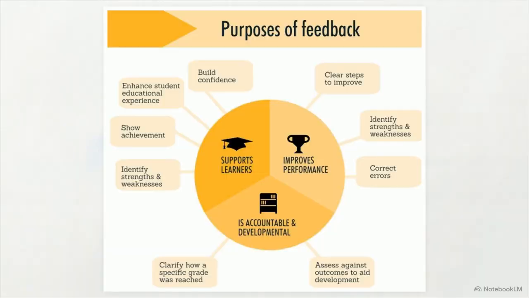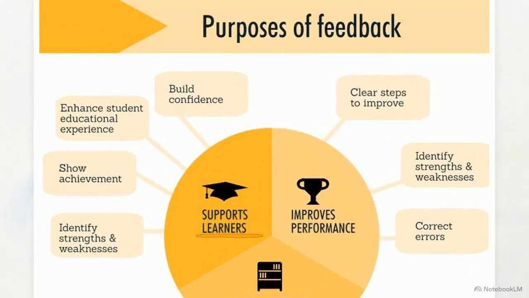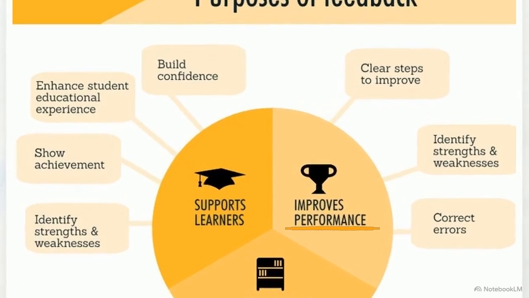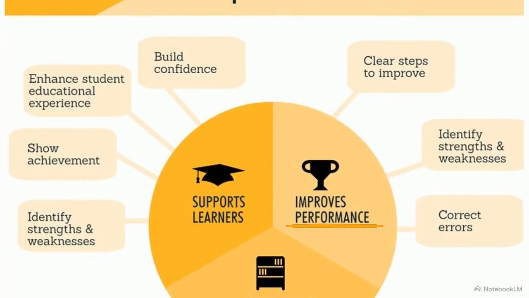This purpose wheel acts as a diagnostic tool to map those vectors, breaking the utility of feedback into three distinct sectors. The first sector, supports learners, focuses on the student's educational experience. It is designed to establish psychological safety and build learner confidence. The second sector, improves performance, is the mechanism for objective error correction. It provides clear steps to identify strengths and address weaknesses in the work.